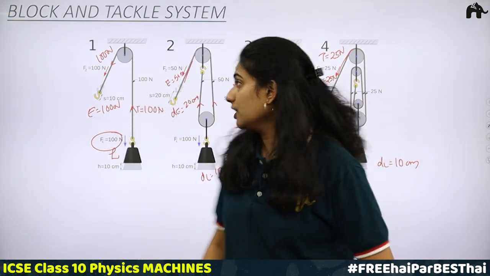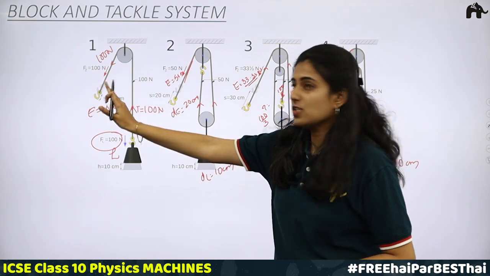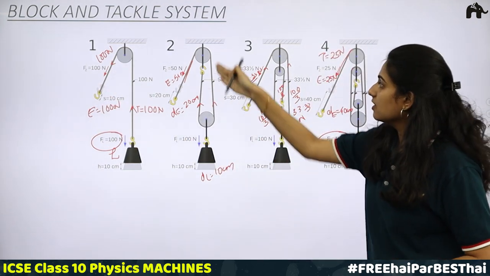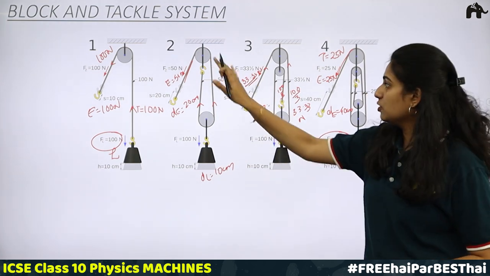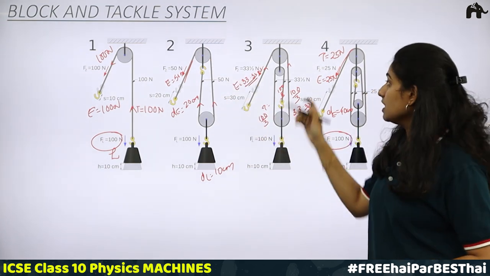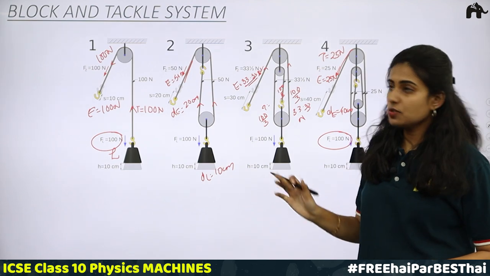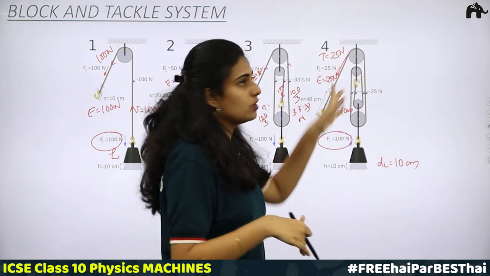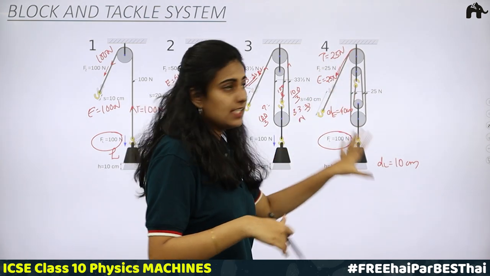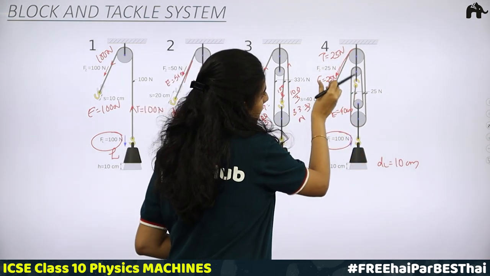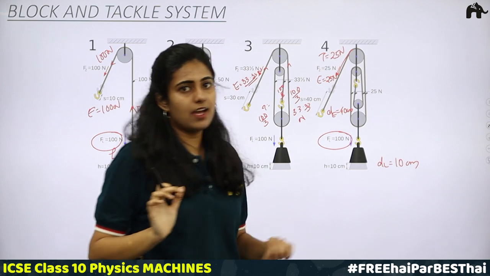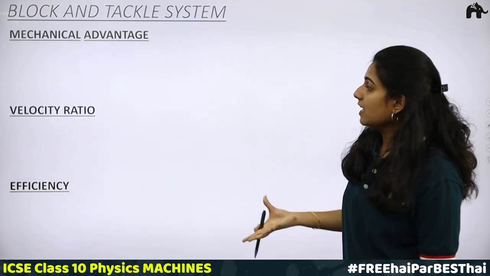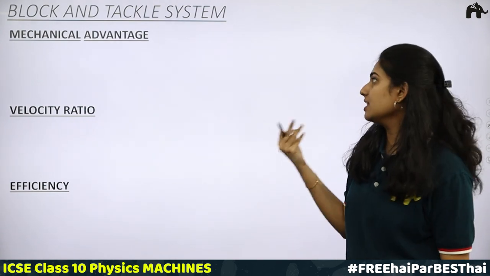Clear? So here you have seen that 100 Newton was the effort in the first case. It reduced to 50 Newton when two pulleys are used, one movable and one fixed. In the third case, when two fixed and one movable is used, again it reduced to 33.33. Two fixed and two movable is used in the fourth case, where you will have to apply only an effort of 25 Newtons.